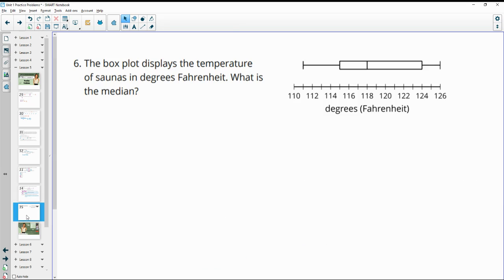Number six, the box plot displays the temperature of saunas in degrees Fahrenheit. What is the median? So remember that the median is this middle bar, and so it's 118 degrees.